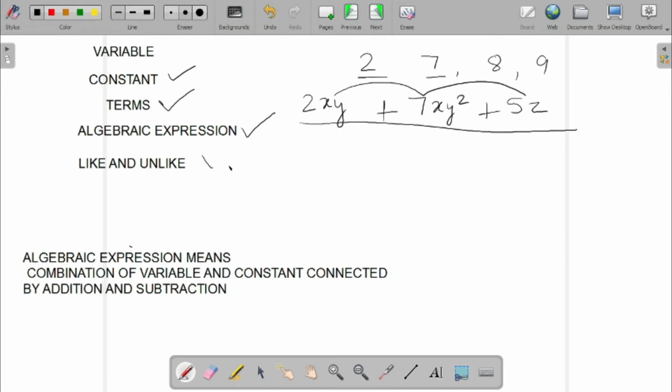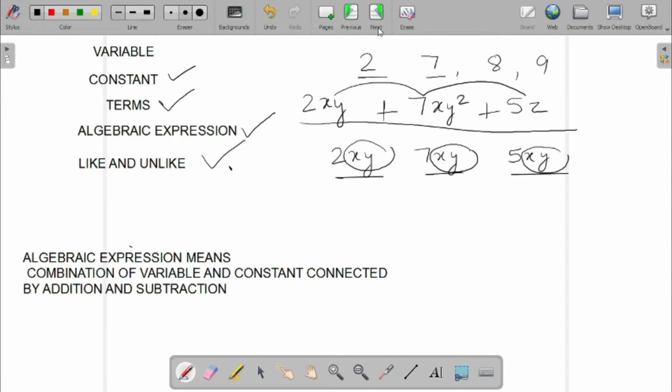Now what about like and unlike terms? If they have the same variable with the same power, then they are like. For example, the terms 2xy, 7xy, 5xy. They are like. Why are they like? Since they have the same variable xy. So terms having the same variable are called like.